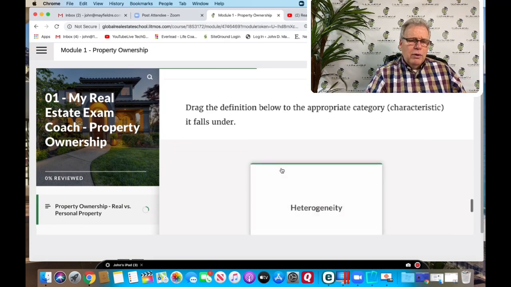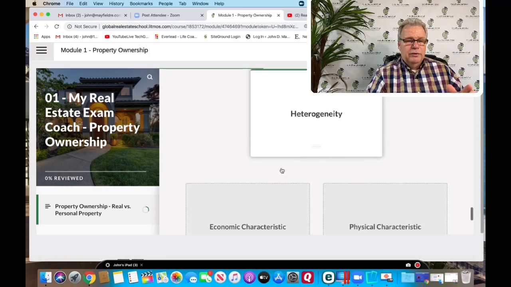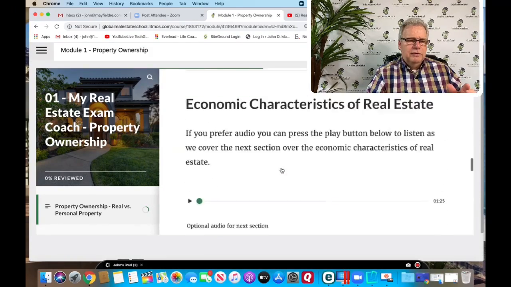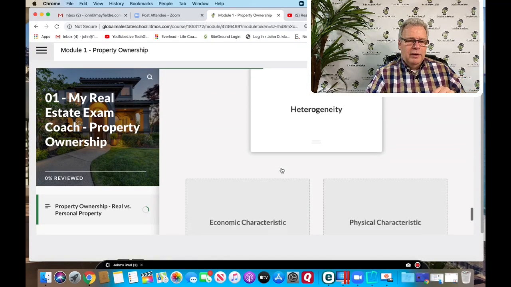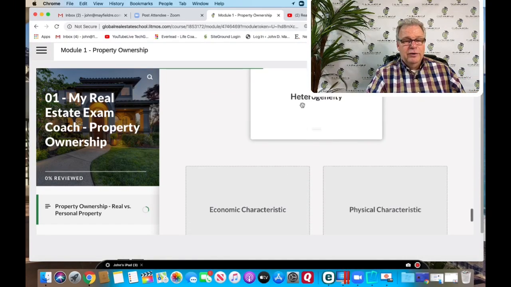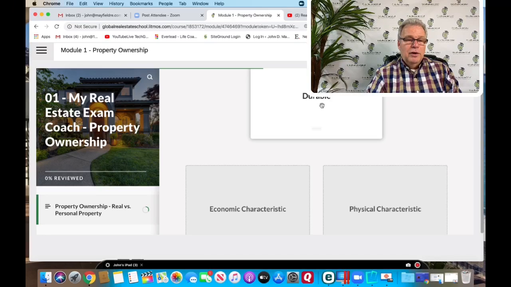So then we go over to some flashcards I have here for you too. I don't know if we missed the physical characteristics of real estate. I probably need to move this around, but I have some flashcards here. Heterogeneity is the fact that no 2 parcels of real estate are alike. So these you would just take your finger on your phone, or I'm taking my mouse and dropping those.